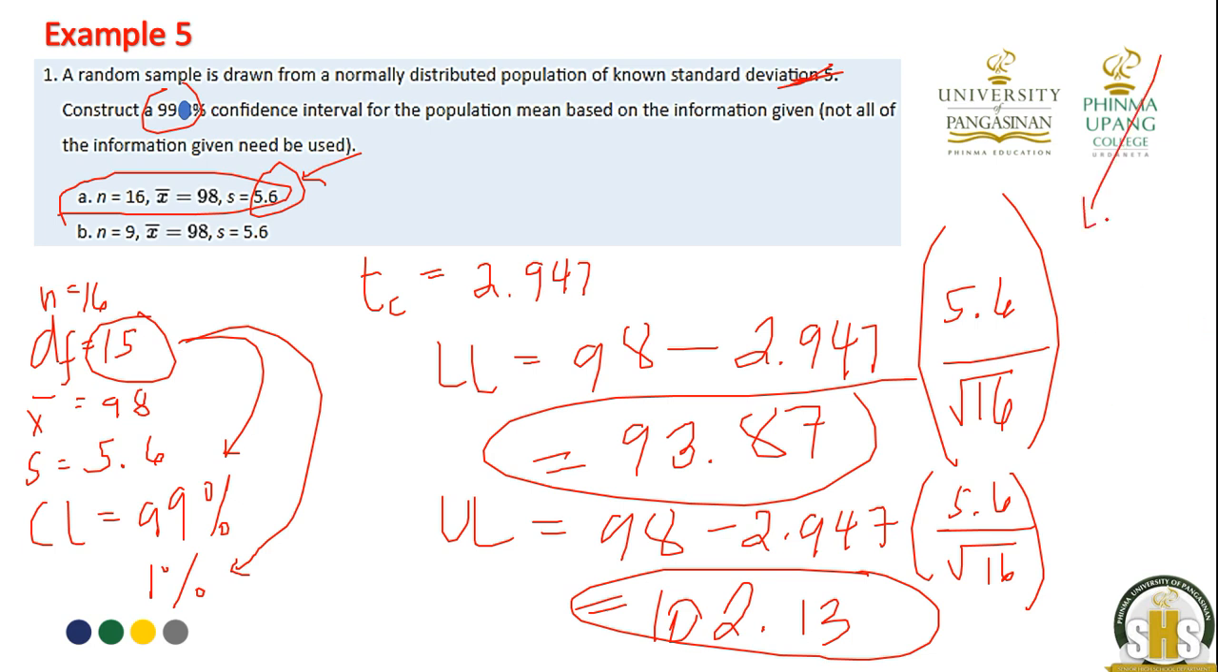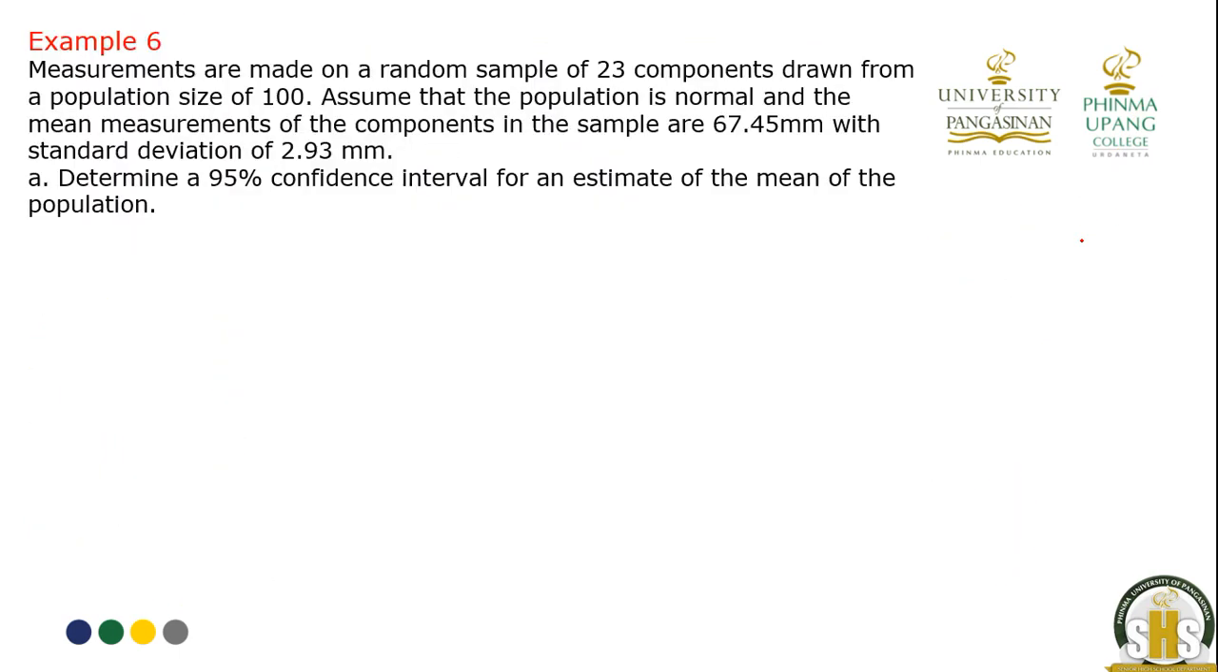Okay, again, isulat nyo lahat ng solution ha, and then the problem. Measurements are made on a random sample of 23 components drawn from a population size of 100. Assume that the population is normal and the mean measurements of the components in the sample are 67.45 millimeter with standard deviation of 2.93 millimeter. So 23 daw N. DF is equal to 22.